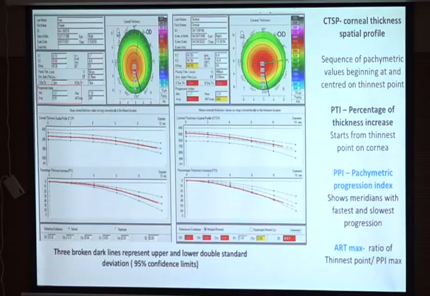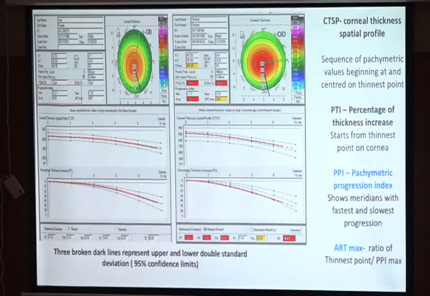And so there are lots of parameters which Dr. Alisha has touched upon a little. I won't go into all of them, but there are some parameters here which we need to know. One is something known as the PPI, pachymetric progression index. That again is how the pachymetry is progressing from the center to the periphery. And there is another thing which is known as the ART max, here it's shown, Ambrosio relational thickness.